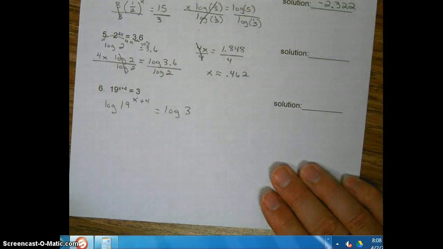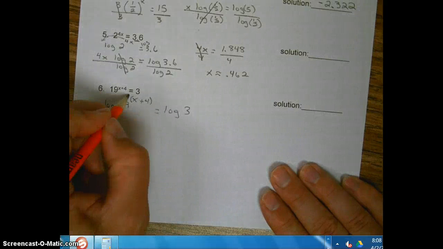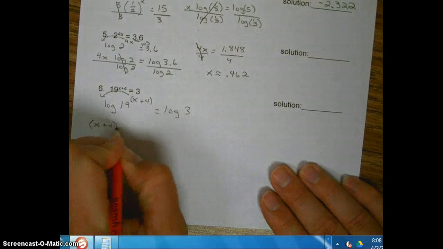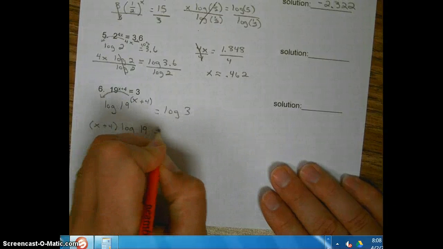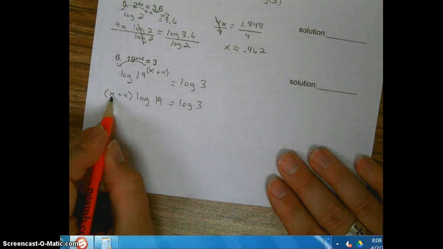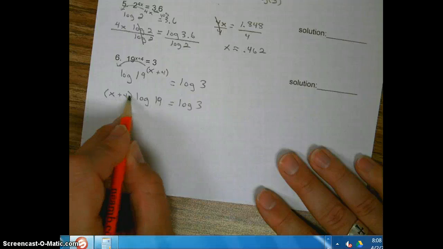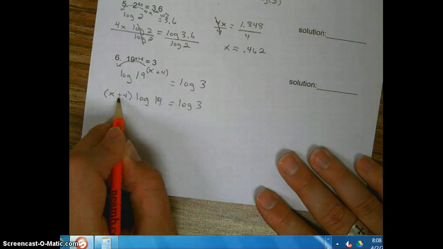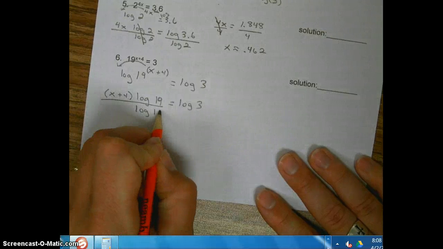Okay, next we're going to bring, now our exponent in this case is a group. So our group comes down front. I'm going to go ahead and put our group in parentheses, just so there's no confusion here. Okay, because if I hadn't, then we might be tempted to connect that 4 with the log and separate the x as separate, and it's not, it's this group times this log. Okay, so dividing both sides by the log to get rid of the log.